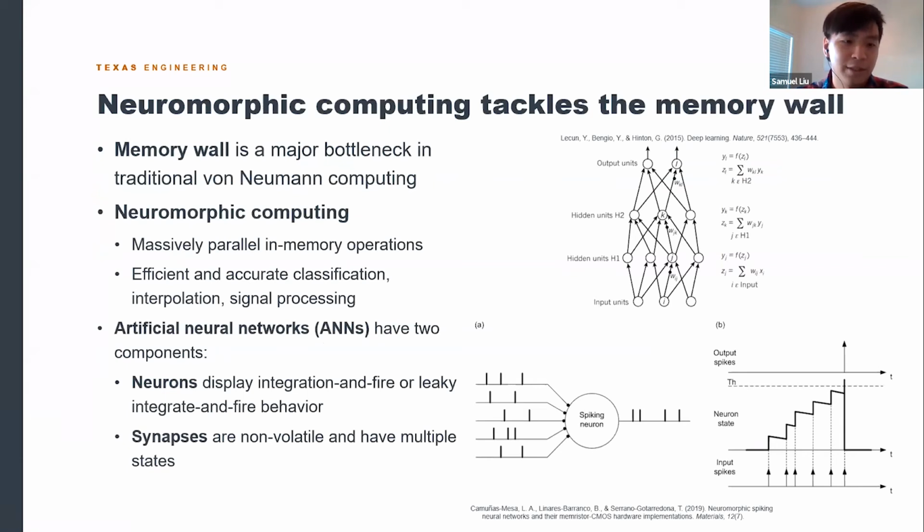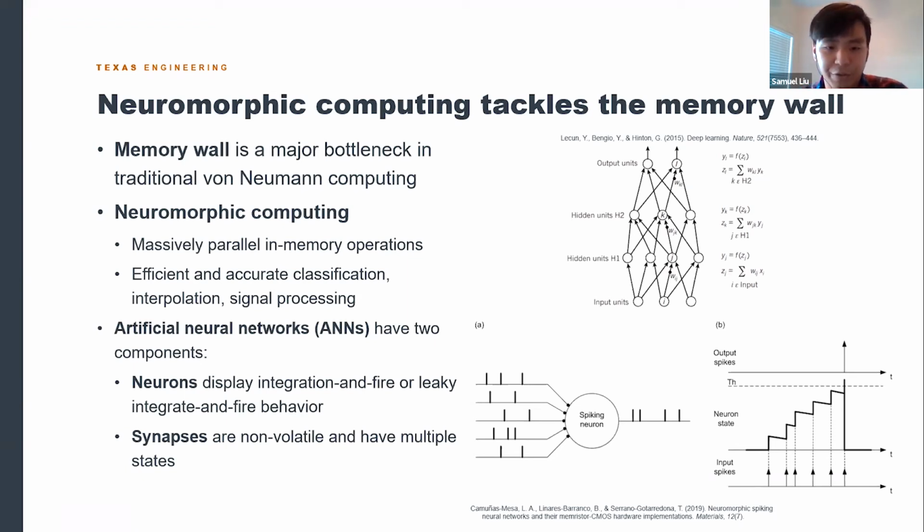So first of all, neural networks are very helpful for data-intensive tasks like image classification, extrapolation, and so on. And traditional von Neumann computing has a lot of overhead in shuttling data between memory and compute, which is the memory wall problem. So developing neuromorphic hardware systems to alleviate this is important.